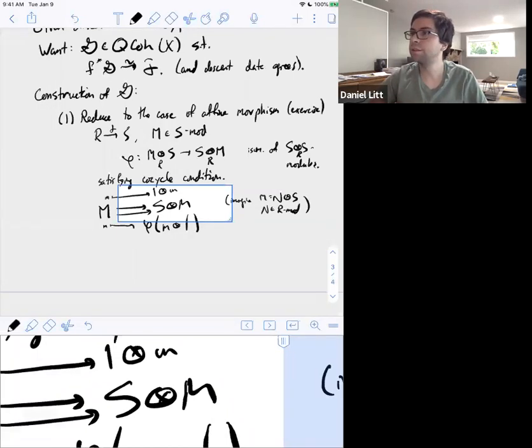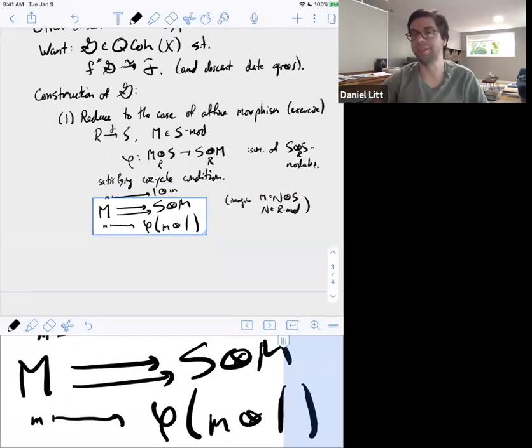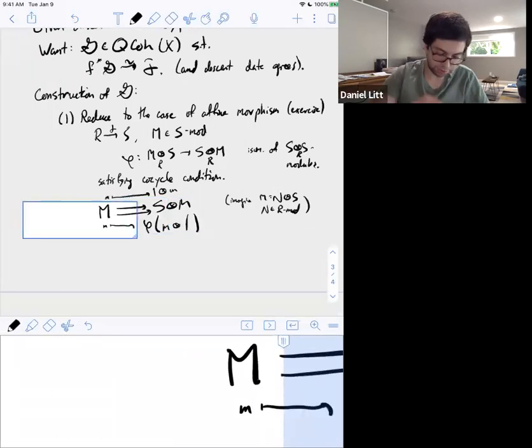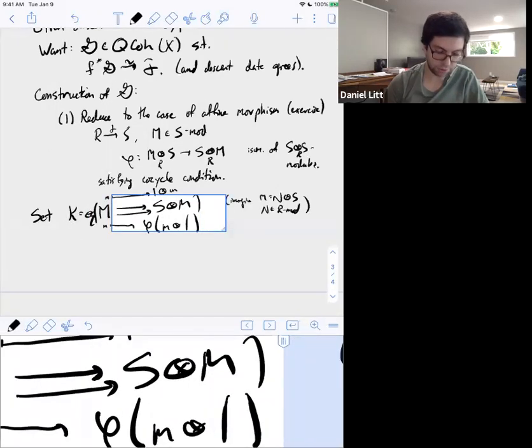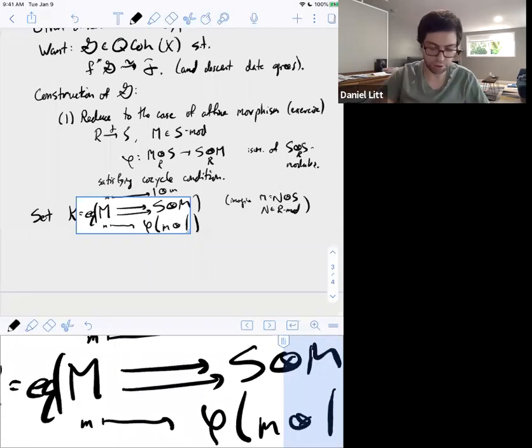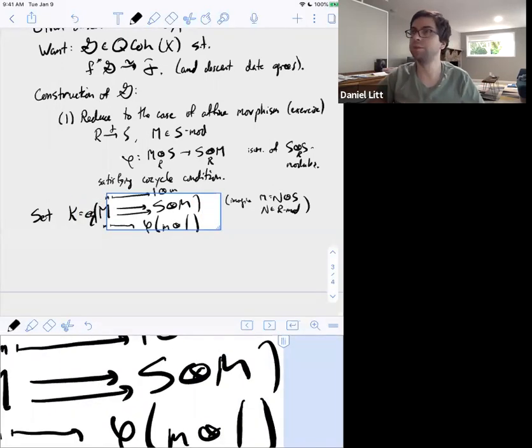That's all right, Ellie. Any ideas? So hopefully this reminds you of an equalizer diagram we've seen earlier on today and last time. So what I'm gonna do is I'm just gonna set K to be the equalizer of this diagram. So that just means the subset of M which goes to the same thing under these two maps.